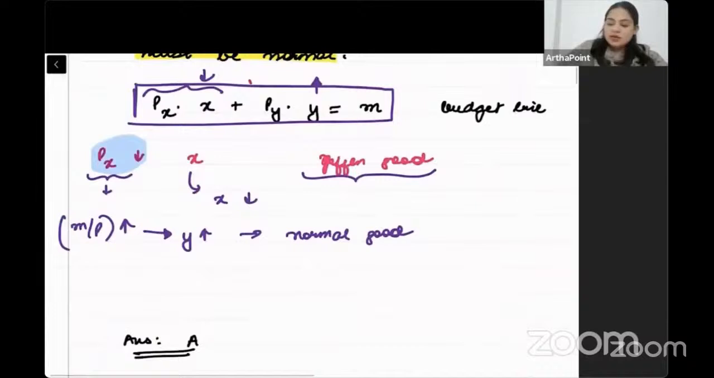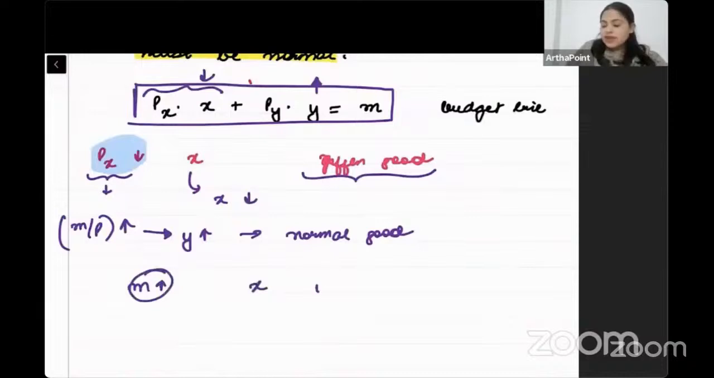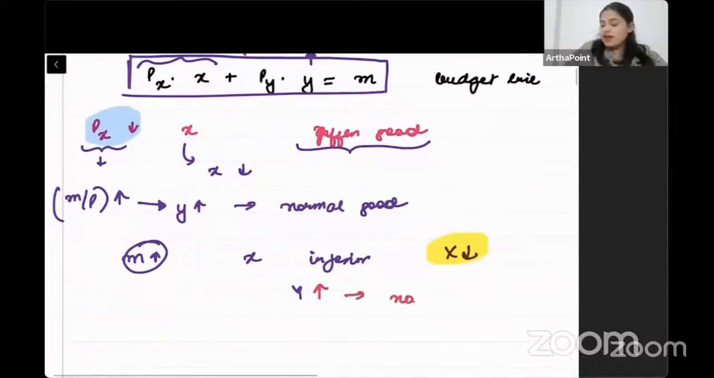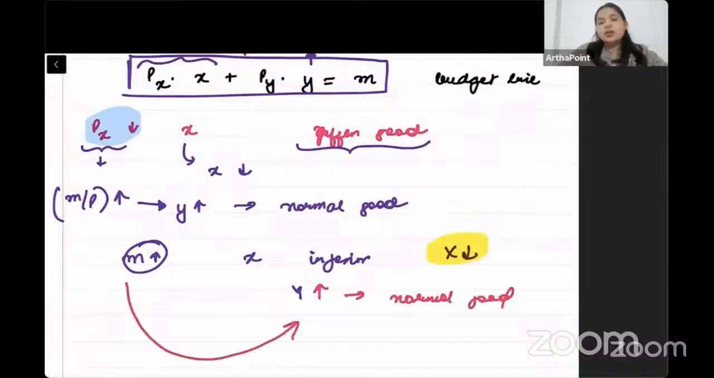You can consider the same in another way also. Let's say that the income of the consumer is increasing. If X is an inferior good, you will decrease the consumption of X. If you decrease the consumption of Y also, then you will no more be on your budget line. But you have to always be on your budget line. So the only thing you can do is, when you decrease the consumption of X, you must increase the consumption of Y. So Y must be a normal good. When income increases, the demand for Y should increase.